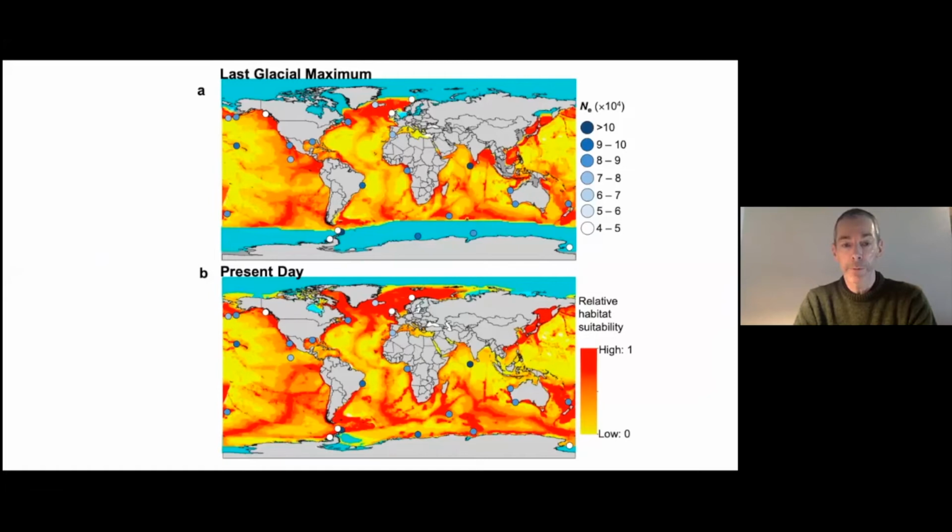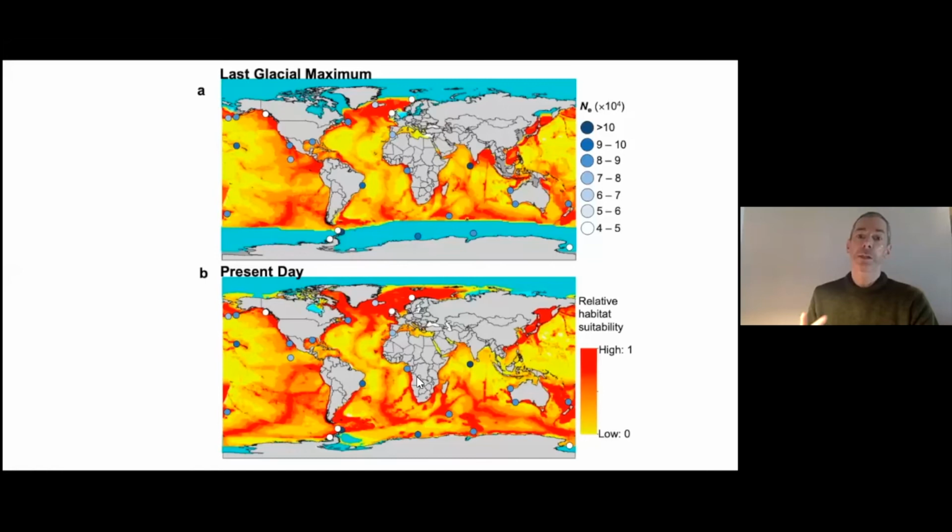Now, what you can see here is two habitat maps with the ocean coloured by the relative habitat suitability. The turquoise colour is the extent of the permanent sea ice, and that's the summer distribution, I think. No, that's the winter distribution. So the top is the habitat prediction during the last glacial maximum, and the bottom is the present day. And we can see that the core suitable habitat is also these regions in high latitudes.